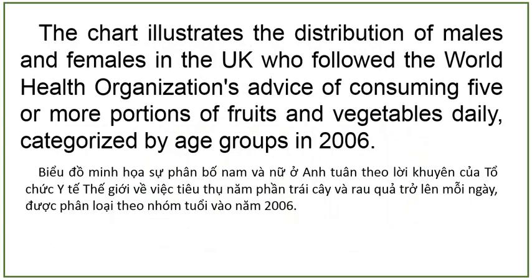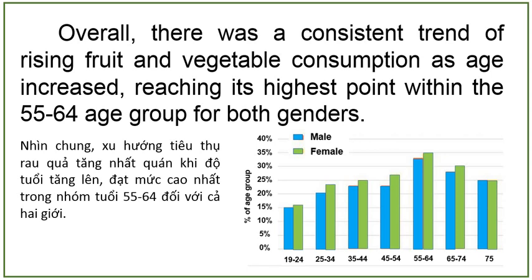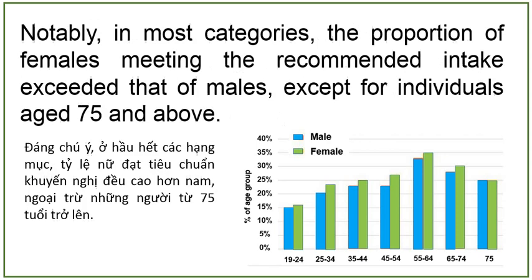The chart illustrates the distribution of males and females in the UK who followed the World Health Organization's advice of consuming 5 or more portions of fruits and vegetables daily, categorized by age groups in 2006. Overall, there was a consistent trend of rising fruit and vegetable consumption as age increased, reaching its highest point within the 55 to 64 age group for both genders.